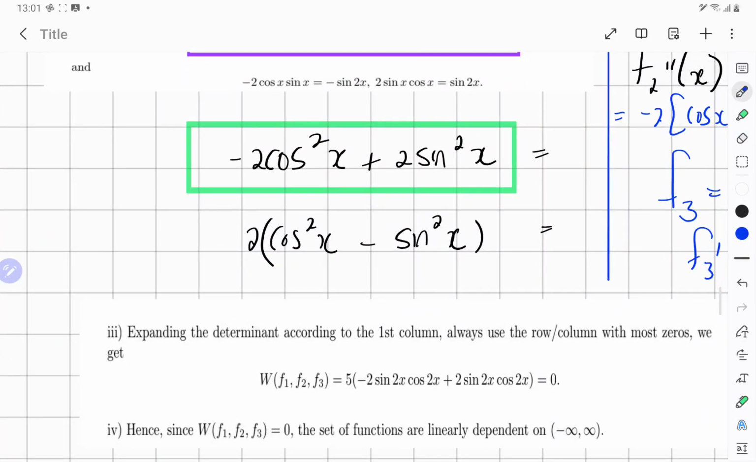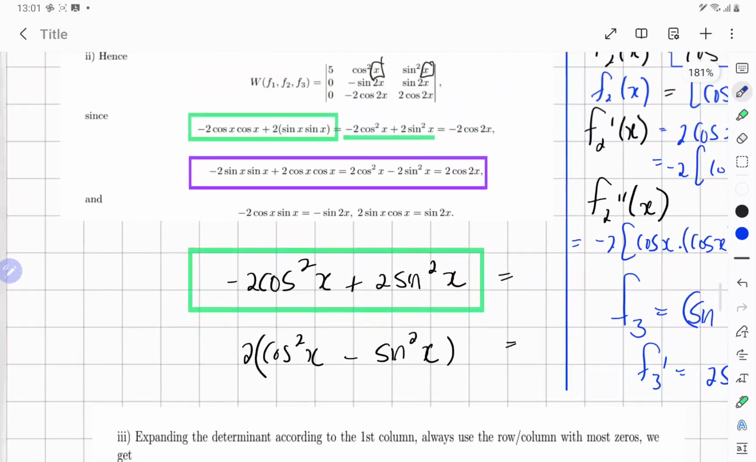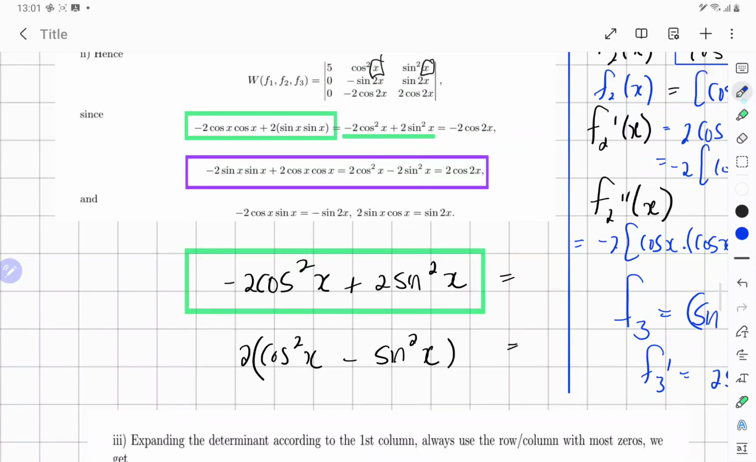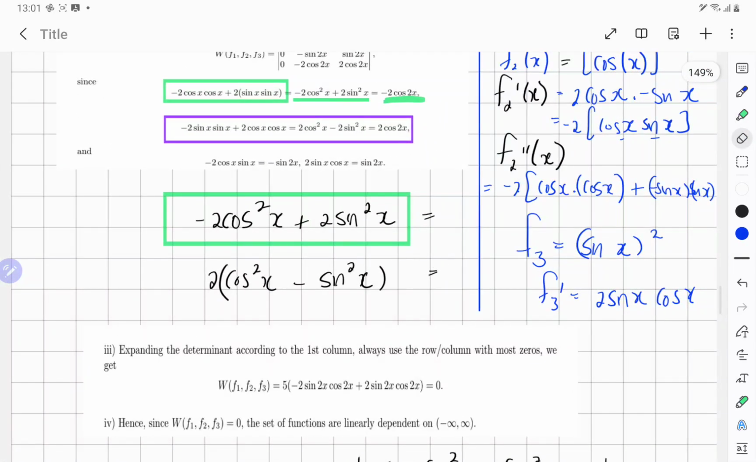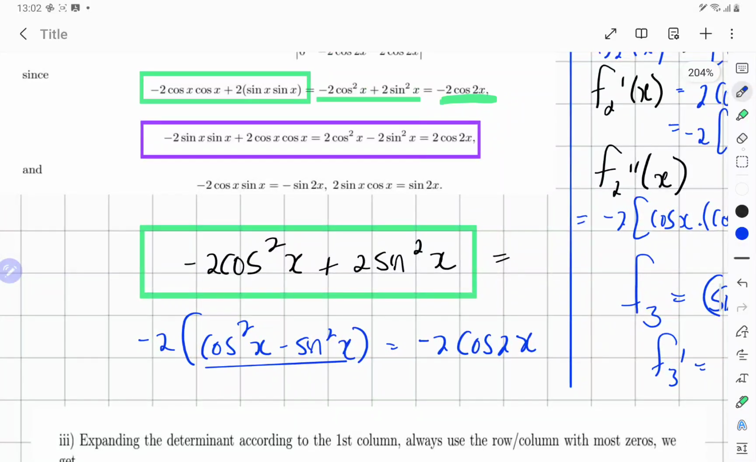So I took negative 2 out and I have cos squared minus sine squared, which is negative 2 cos 2x. I hope you are all familiar with this. I took negative 2 out, I have cos squared x minus sine squared x, and by now you should know cos squared minus sine squared is cos 2x. So that is very important.